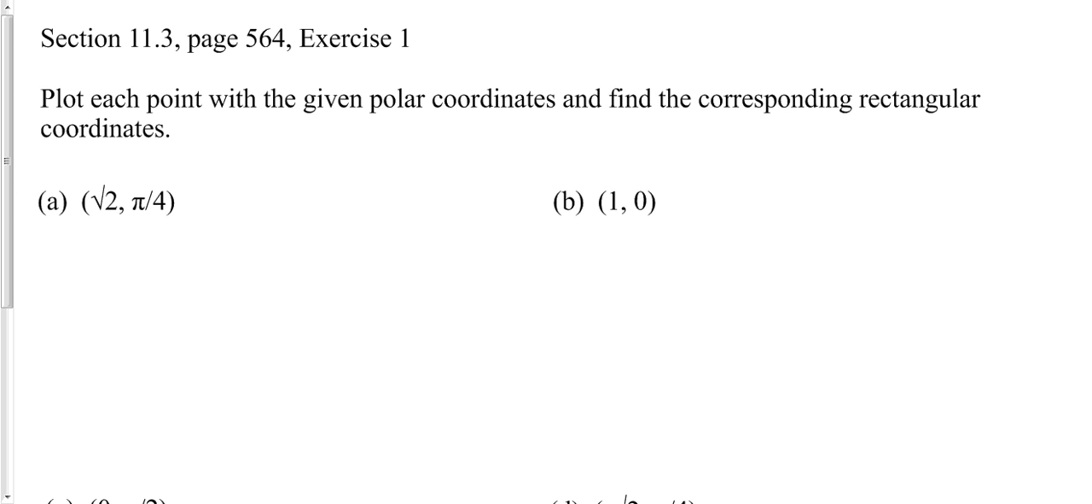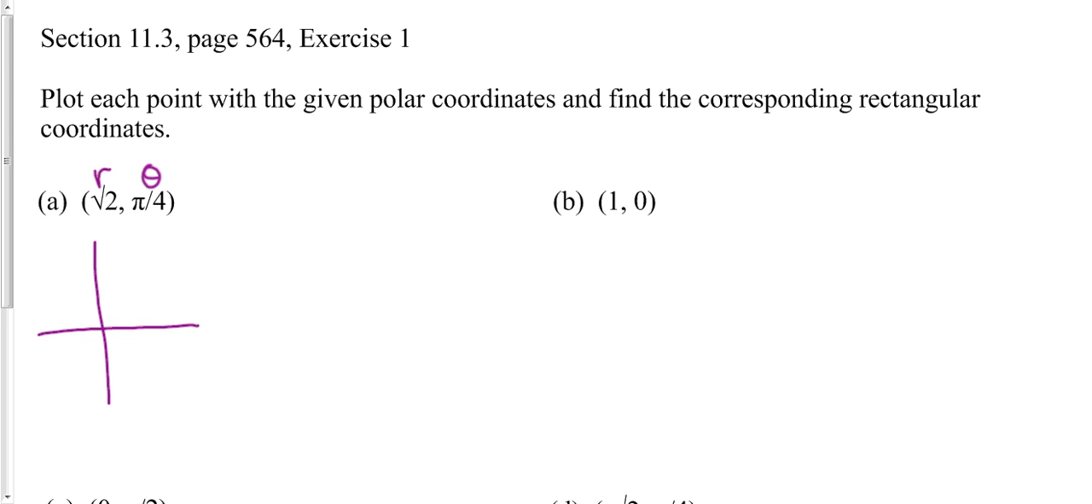Let's do section 11.3, page 564, exercise 1, which reads: plot each point with the given polar coordinates and find the corresponding rectangular coordinates. For part A, our polar coordinates are radical 2 comma pi over 4. And when we're dealing with polar coordinates, the first coordinate is always r, or the radius, and the second coordinate is theta, or the angle. So we want to start by plotting this.